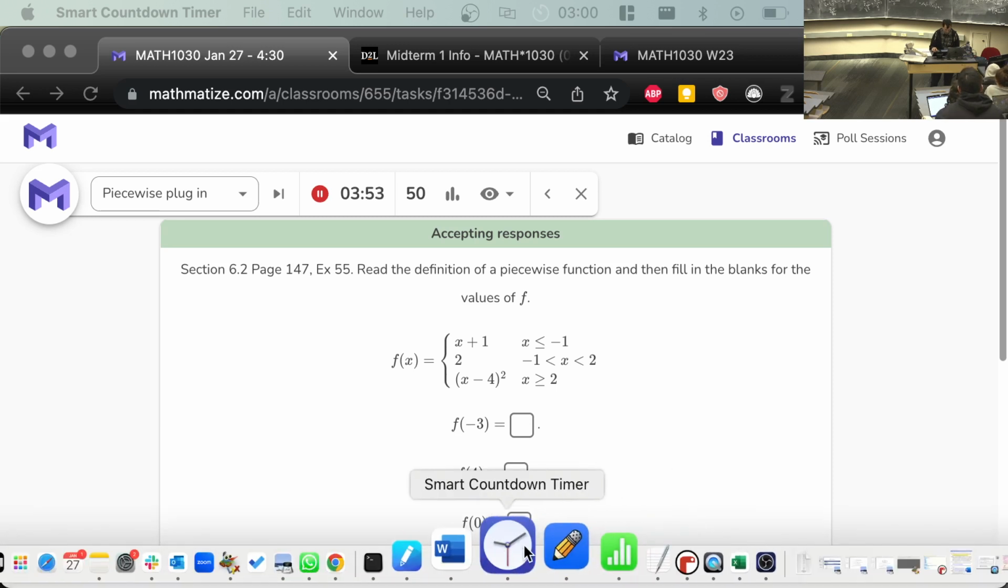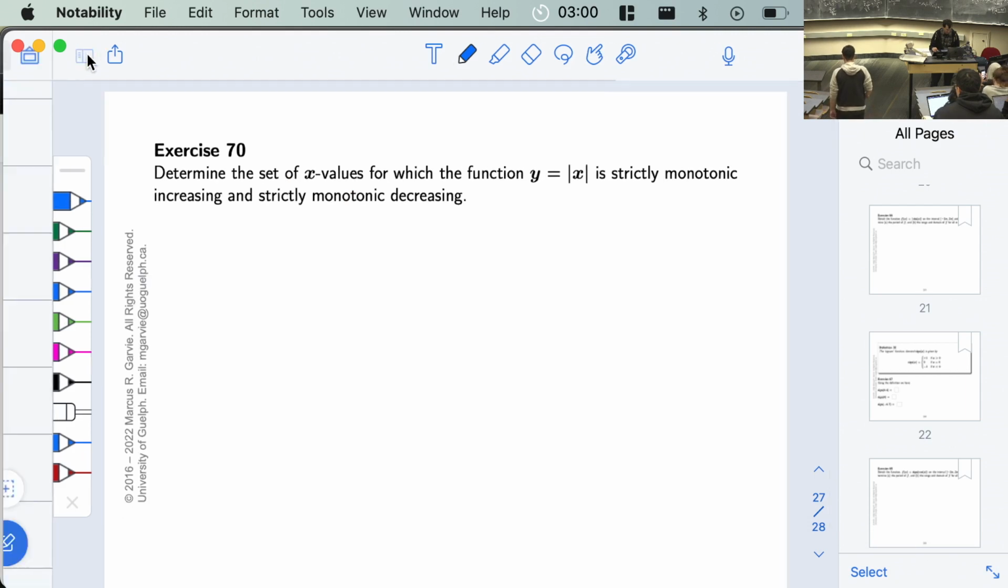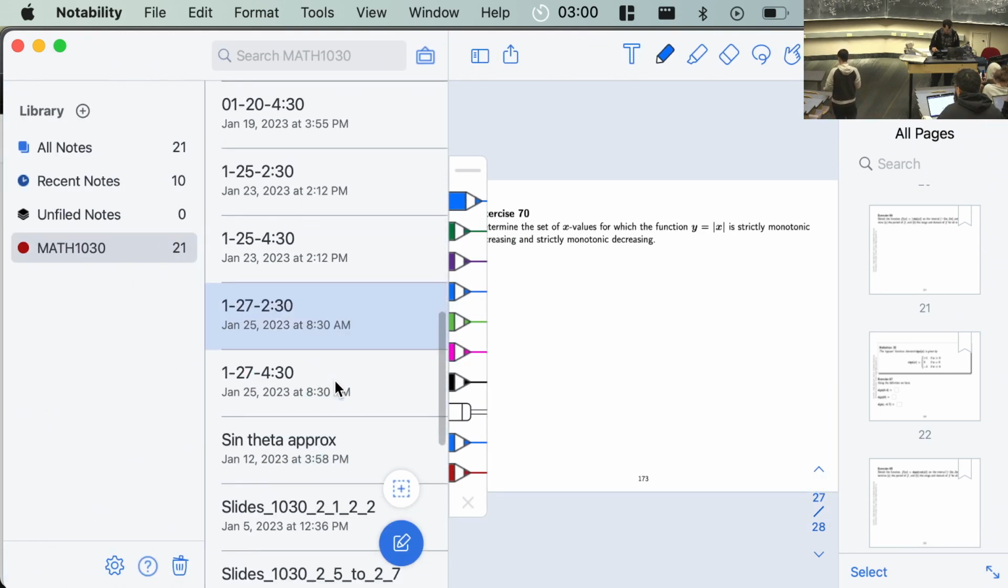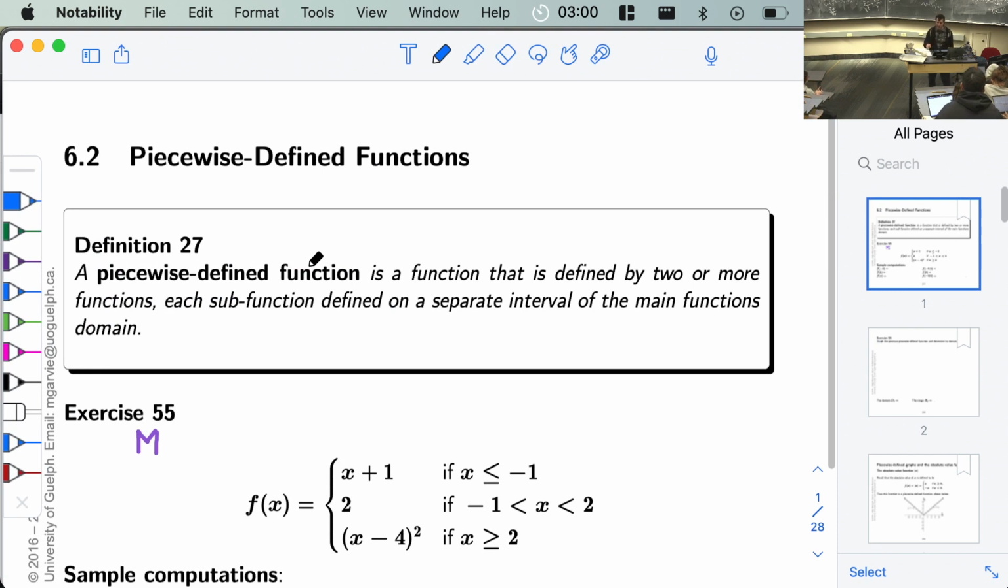So what are piecewise functions? Let me get it open. Okay. What are piecewise functions? Here's the definition, in the notes, definition 27.